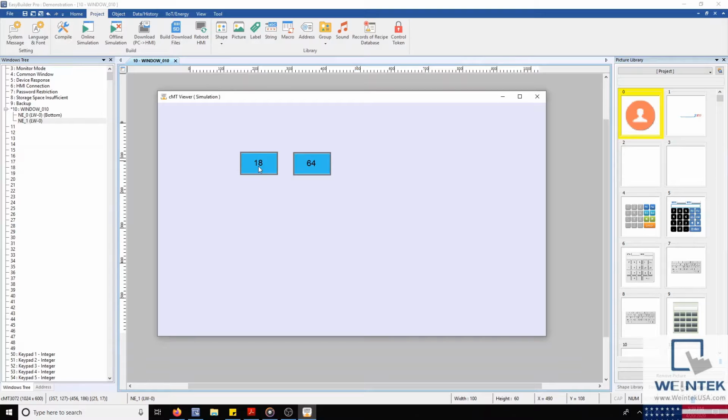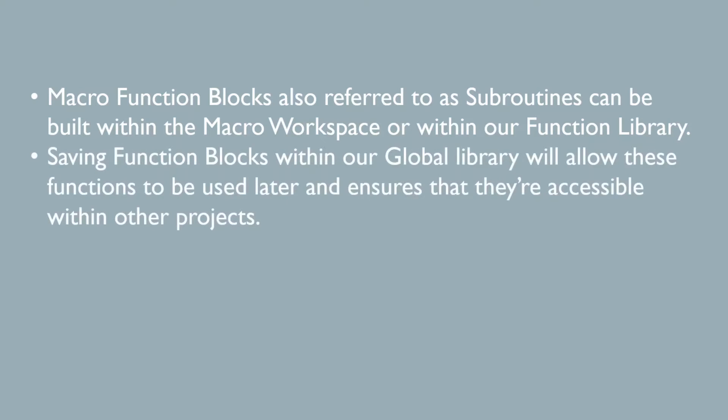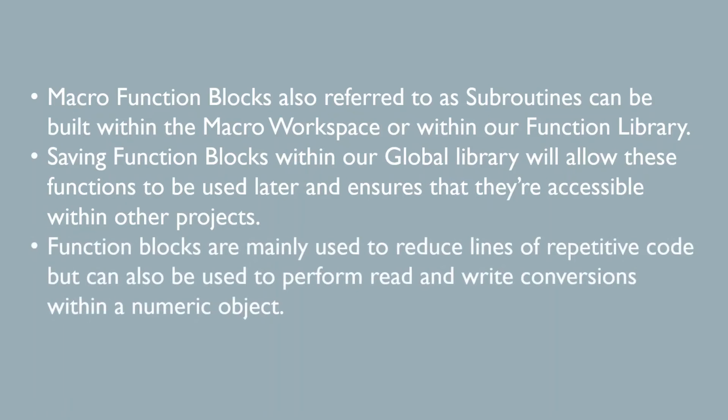Since we've covered so much information related to function blocks, let's recap some of the important topics. Macro function blocks, also referred to as subroutines, can be built within the macro workspace or within our function library. Saving function blocks within our global library will allow these functions to be used later and ensures that they're accessible within other projects. Function blocks are mainly used to reduce lines of repetitive code, but can also be used to perform read and write conversions within a numeric object.